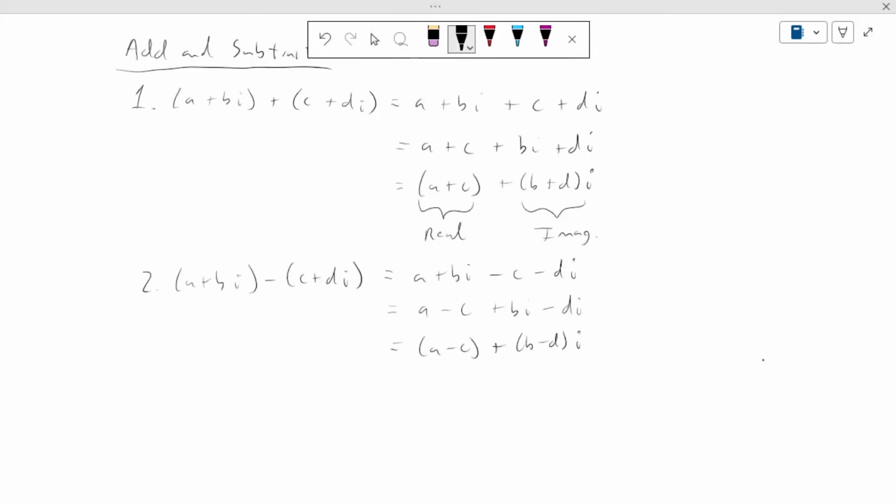And so this is your real part, and this is your imaginary part. Okay, there we have it. That's how you subtract two complex numbers. Any questions on that?